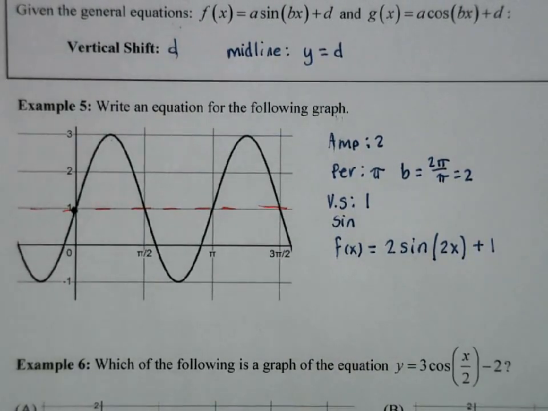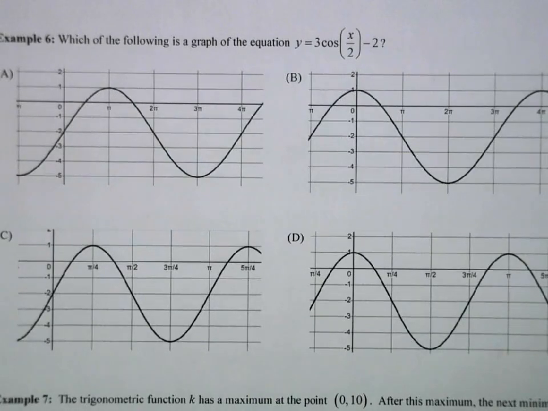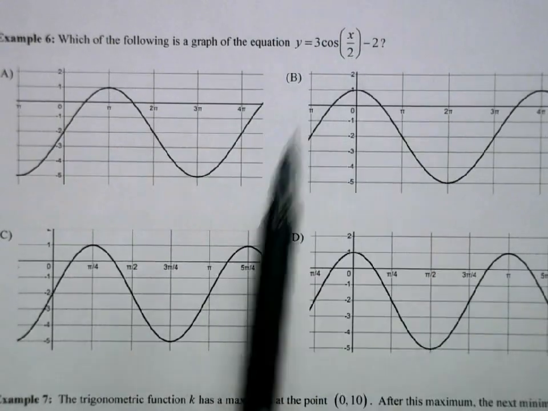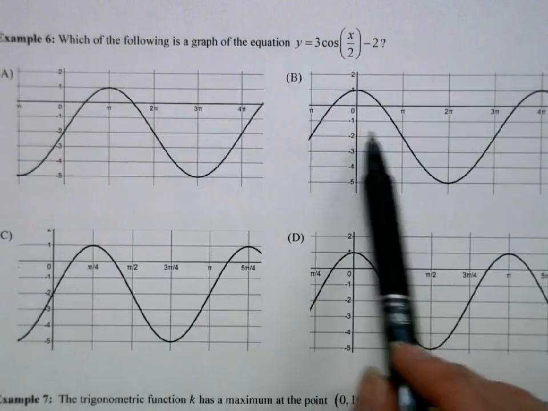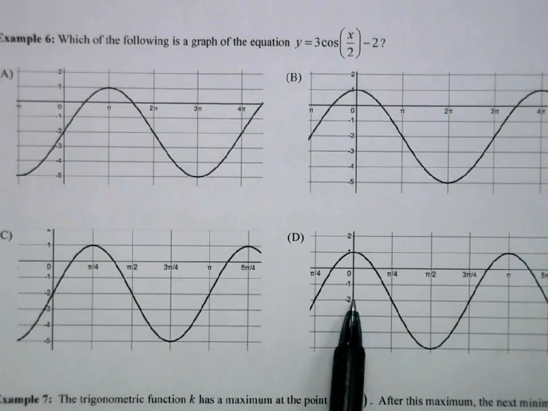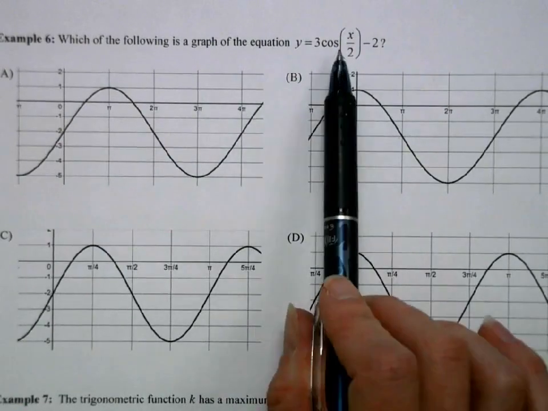Okay, so as we start to build elements, we can look at different problems like this where we've got a bunch of different graphs and we're trying to figure out which of these is the graph of 3 cosine x over 2 minus 2. Now, all of these have a vertical shift of negative 2. So that characteristic isn't going to distinguish itself.